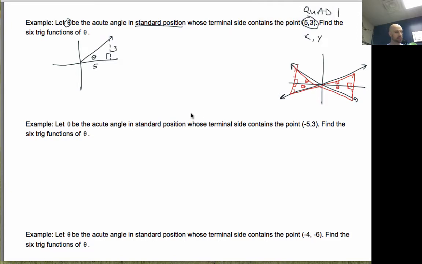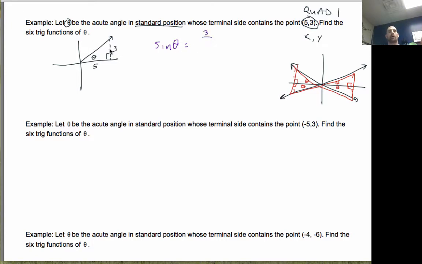And so when we look at this example, once I put it in standard position and I outline where my x and my y are, x being my horizontal component, y being my vertical component, I can find any of the trig ratios that I want. They want all 6 of them. Here we go. The sine of theta is the opposite over the hypotenuse. And so I've got 3 over my hypotenuse.